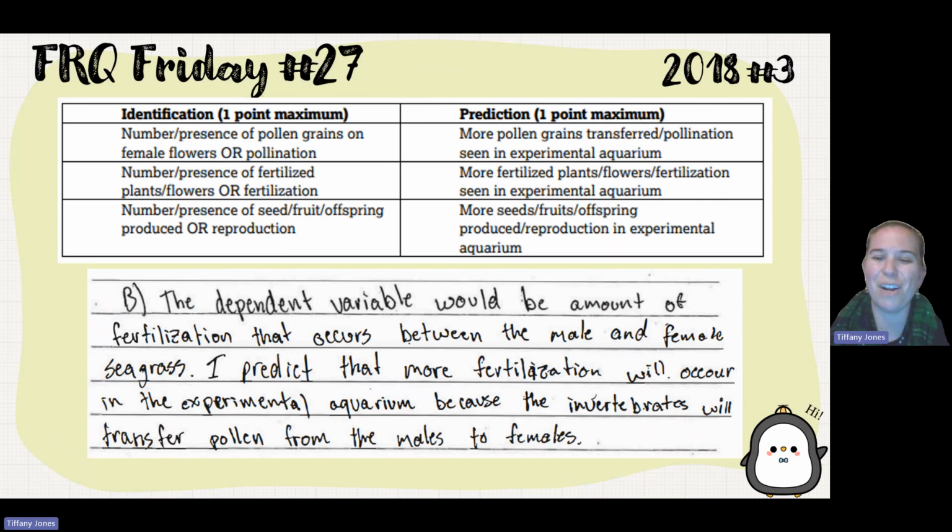Student says the dependent variable would be the amount of fertilization that occurs between the male and female seagrass. I predict that more fertilization will occur in the experimental aquarium because the invertebrates will transfer the pollen from the males to the females.